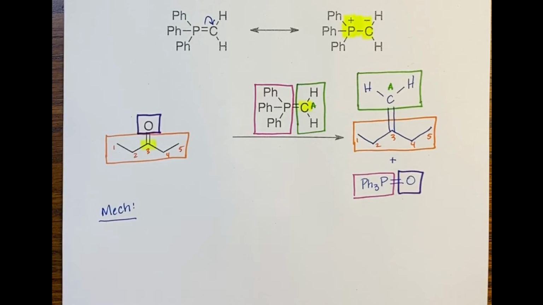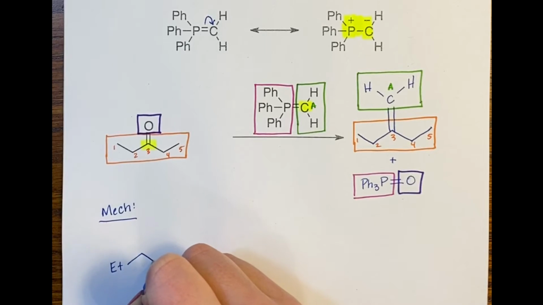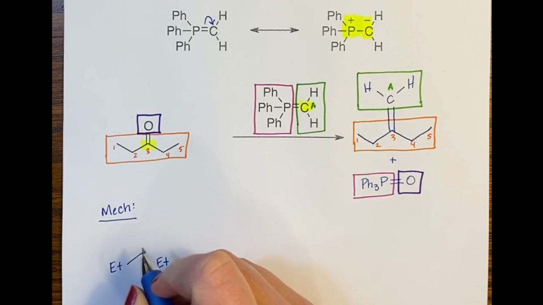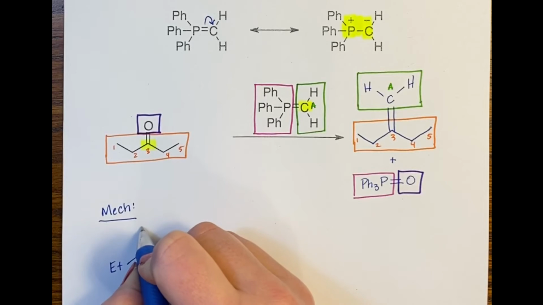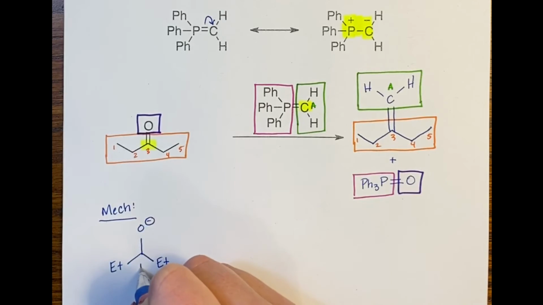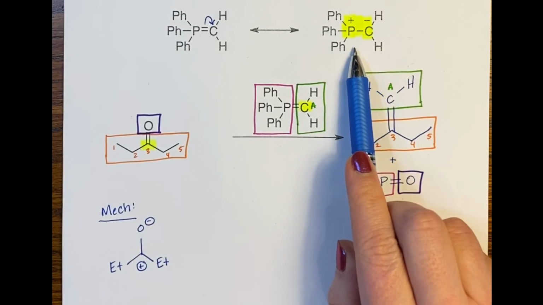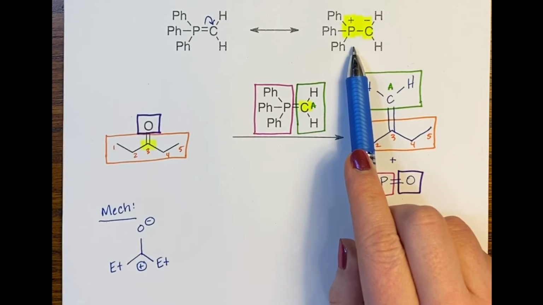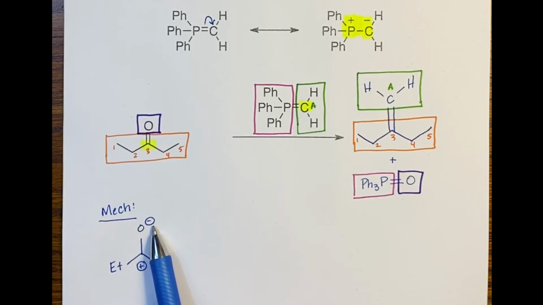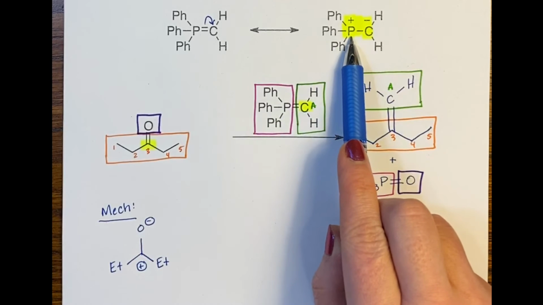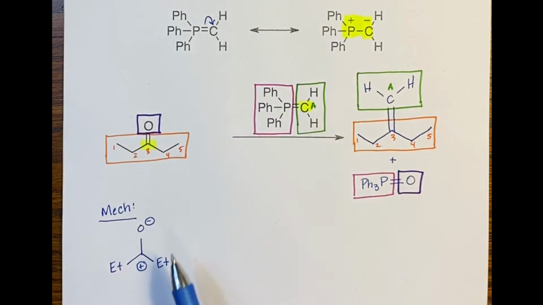When we look at the mechanism for the Wittig reaction, I'm going to start with my ketone. I'm going to start with the charges of my ketone already separated, like so. And I'm also going to set up my ylide where I have the charges separated as well. And I'm going to set it up such that my negative charge on my oxygen is going to be next to the positive of my phosphorus, and the positive of this carbon is going to be next to the negative of this carbon.